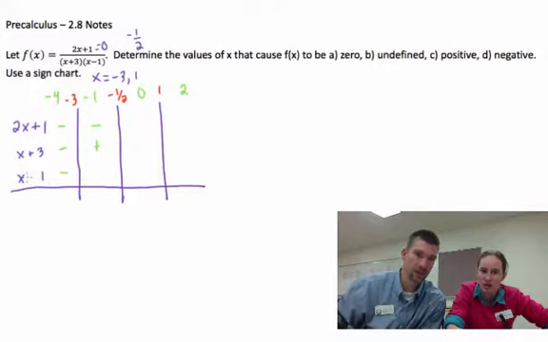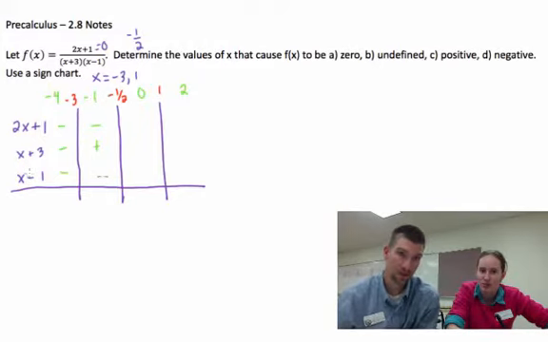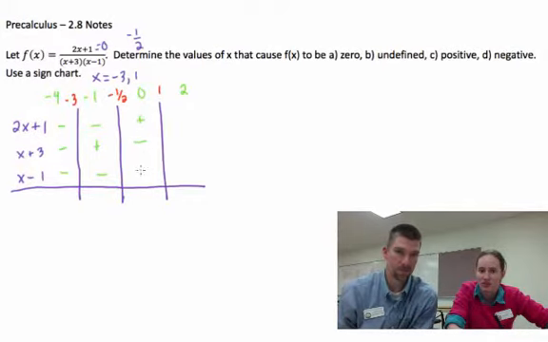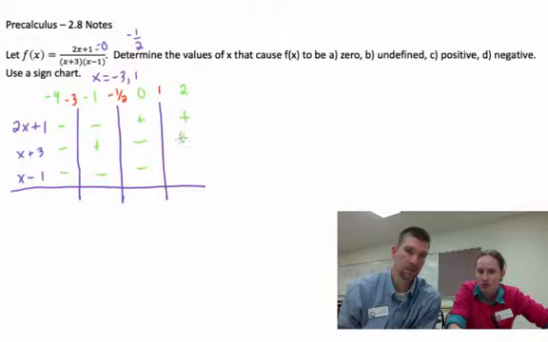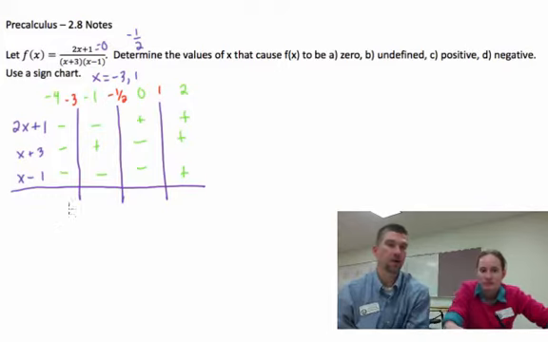I did too, because the math wasn't going to work out. X minus 1, when I put in a negative, that's a negative. When I plug in 0, that's a positive, a plus, positive, and a negative, minus. 0 is easy. When I plug in a 2, they are all positive, all pluses.